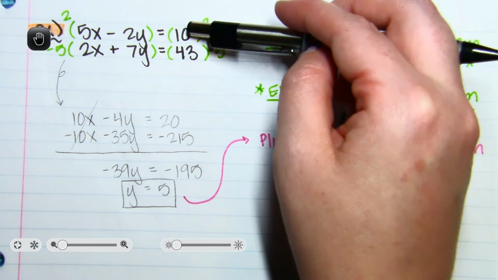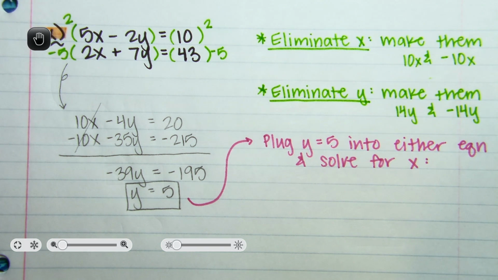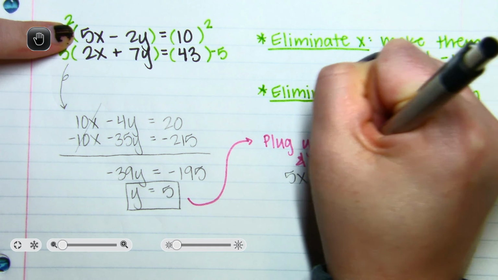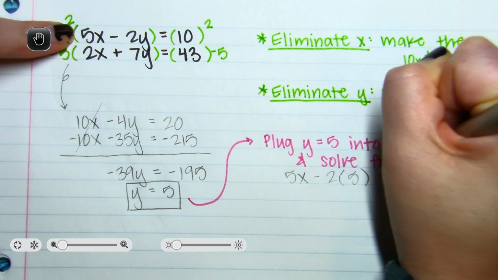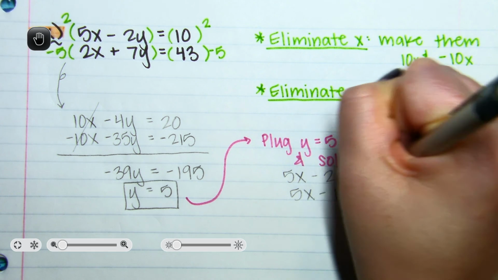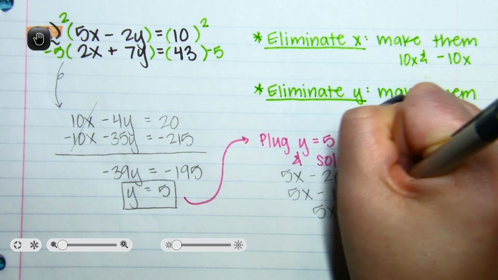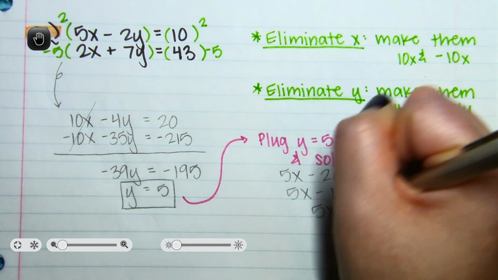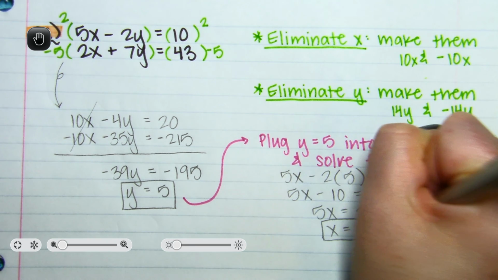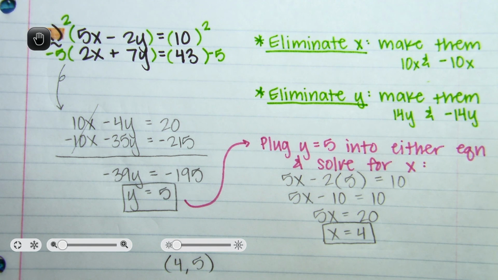I always say original because your numbers are going to be smaller. And using this theory, I'm going to go with the very first equation. So 5x minus 2 times y, which is 5, equals 10. So 5x minus 10 equals 10. Add 10 to both sides, and we get 5x equals 20. And then divide both sides by 5. So x equals 4. And now that we have our x and our y, we write our final answer as the coordinate point, 4, 5.